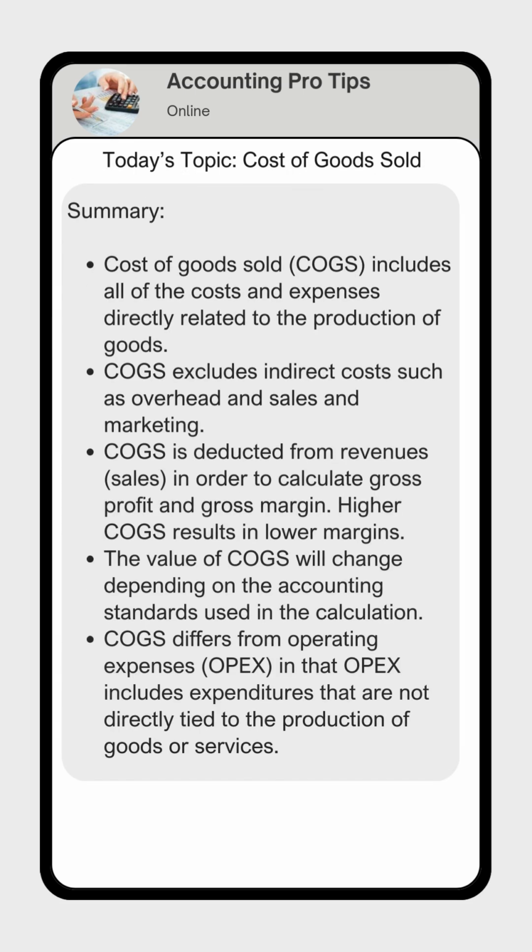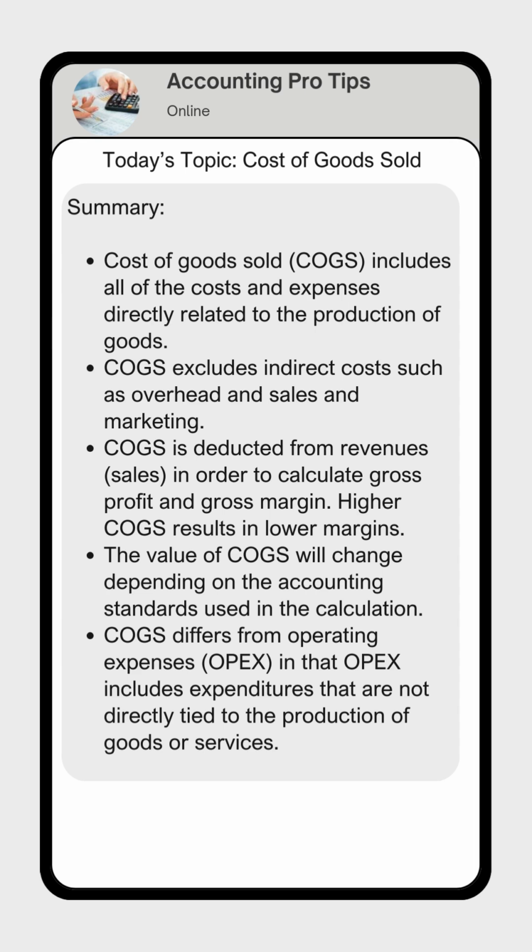Summary of today's topic. 1. Cost of goods sold includes all of the costs and expenses directly related to the production of goods. 2. Cost of goods sold excludes indirect costs such as overhead and sales and marketing. 3. Cost of goods sold is deducted from revenues, sales, in order to calculate gross profit and gross margin. Higher cost of goods sold results in lower margins.